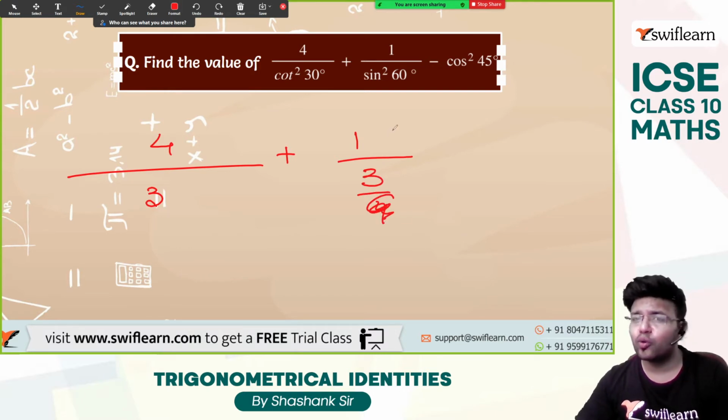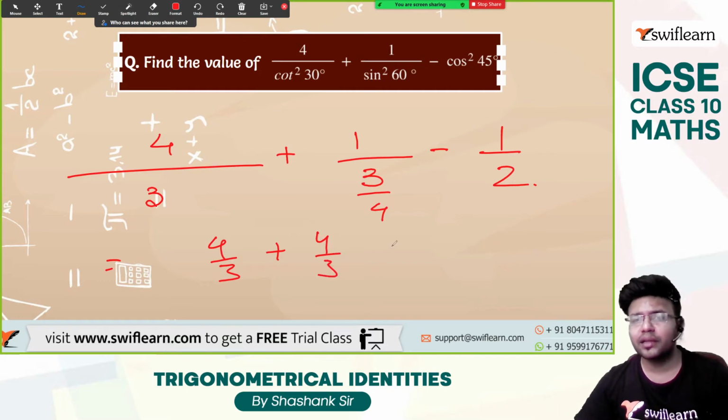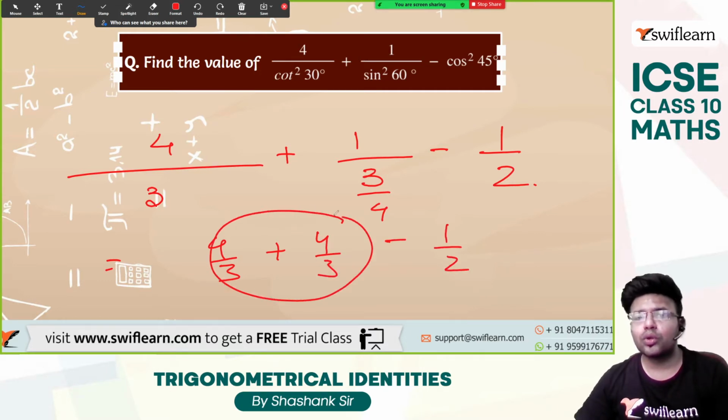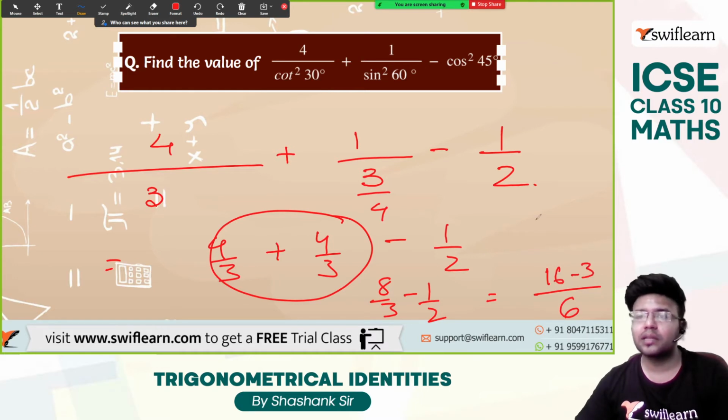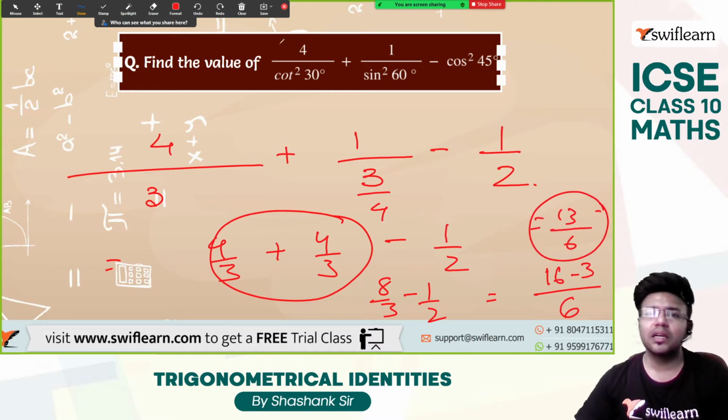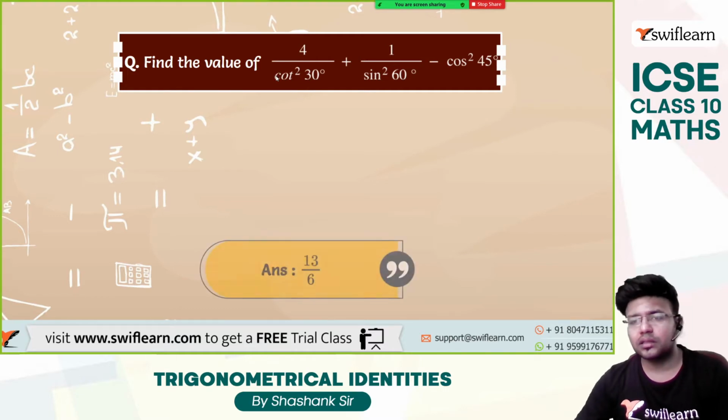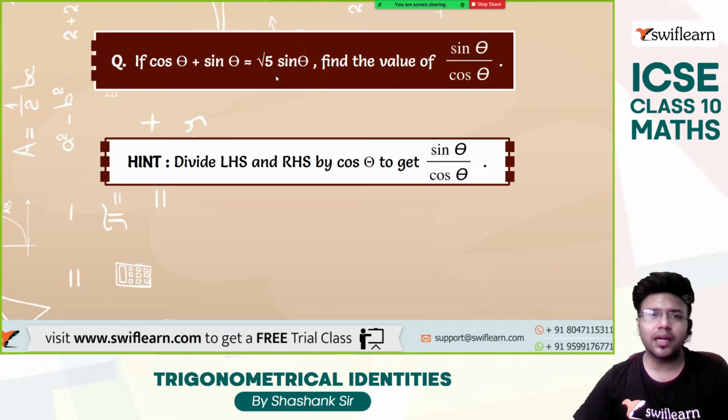So 1 into 4 is 4, guys. Or let me write some steps. So 4 by 3 plus 1 by 3 by 4 minus cos square 45. Cos 45 is 1 by root 2, so square of that is 1 by 2. Rearranging them, we get 4 by 3 plus 4 by 3 minus 1 by 2. This is 8 by 3 minus 1 by 2. So take the LCM as 6. So 16 minus 3, which is 13 by 6. This is the answer. 13 by 6 is the right answer.